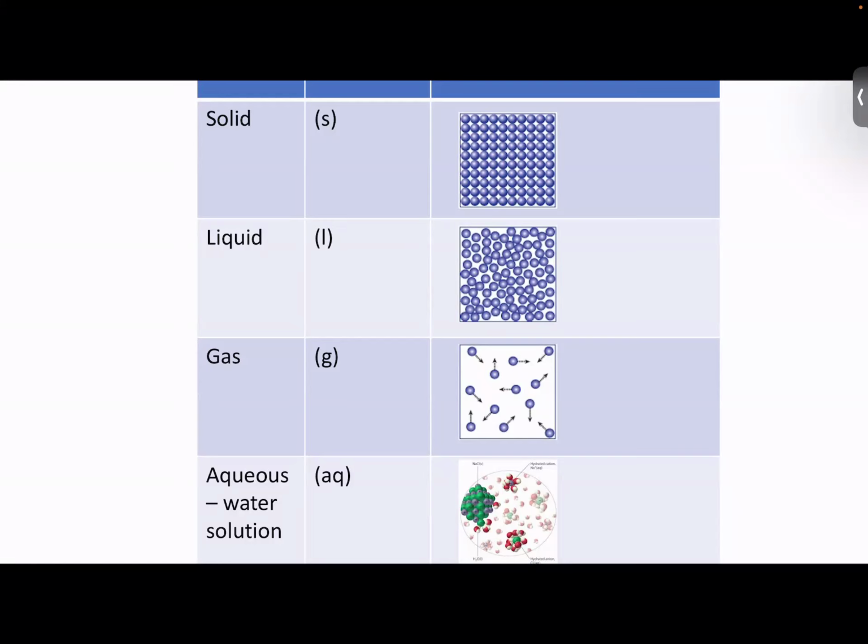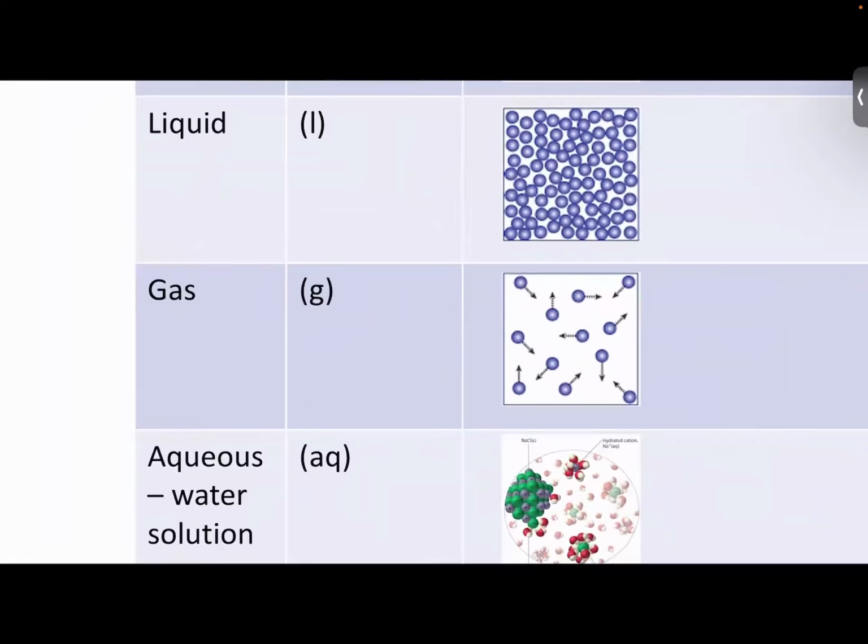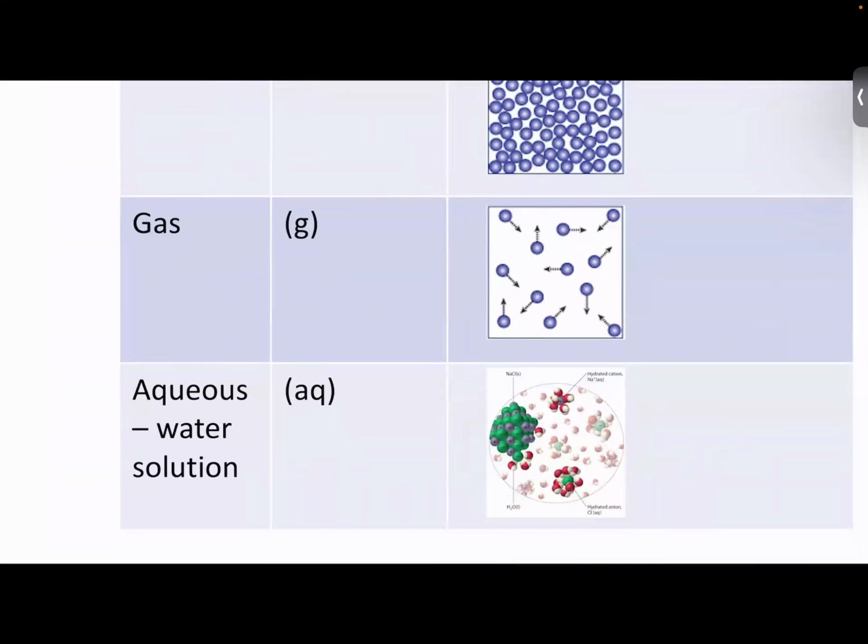Then you have a gas. A gas means that the particles are far apart compared to the actual size of the particle. It means these particles are moving around in every possible direction and fighting with anything that they encounter. And then, though this one is not as obvious, we're going to talk about it a lot more, you have aqueous. Basically, it just means that this substance is dissolved in water.